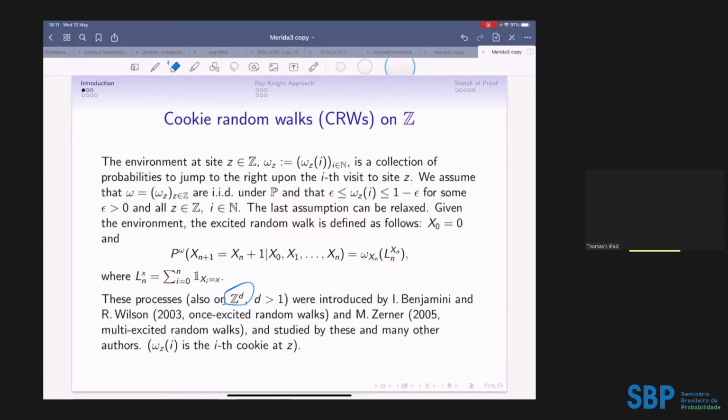one cookie which had a certain value, strictly greater than a half, one cookie at every single site, and the question was, particularly in 2 dimensions, if the cookie makes you biased towards the right, will your process be transient? And they proved that it was. And then Martin Zerner in 2005 broadened the idea to have just cookie stacks, and he made a lot of use of translation invariant systems and the ergodic theorem here.